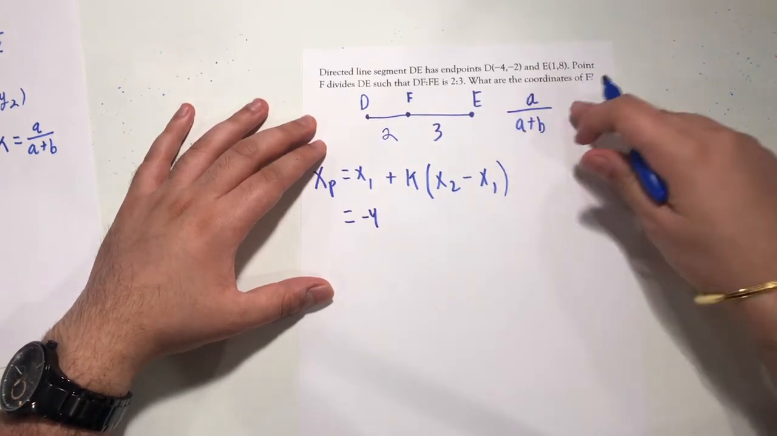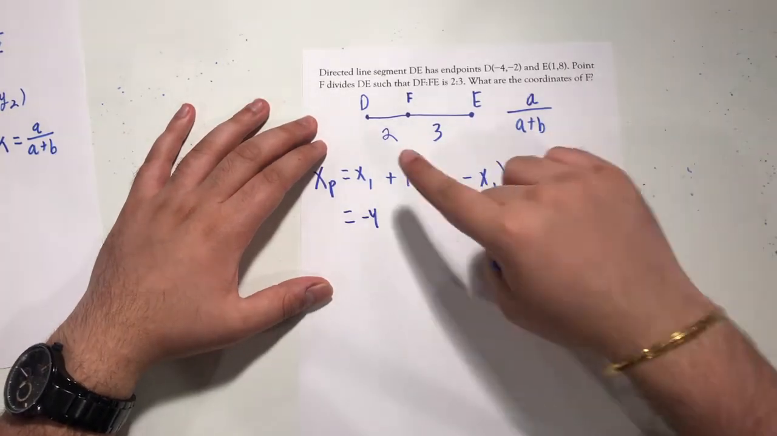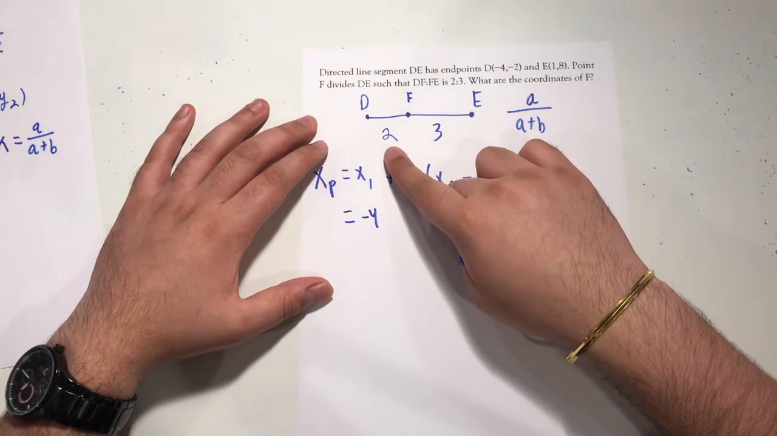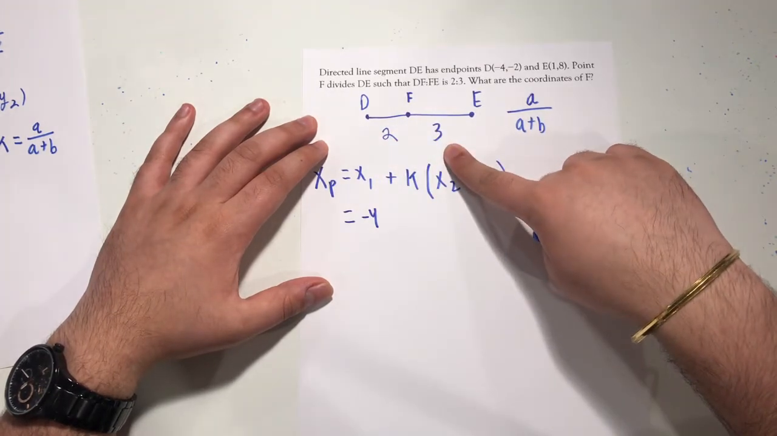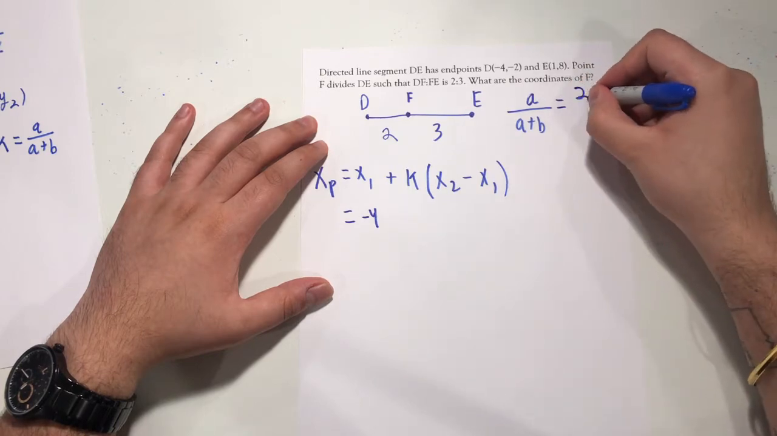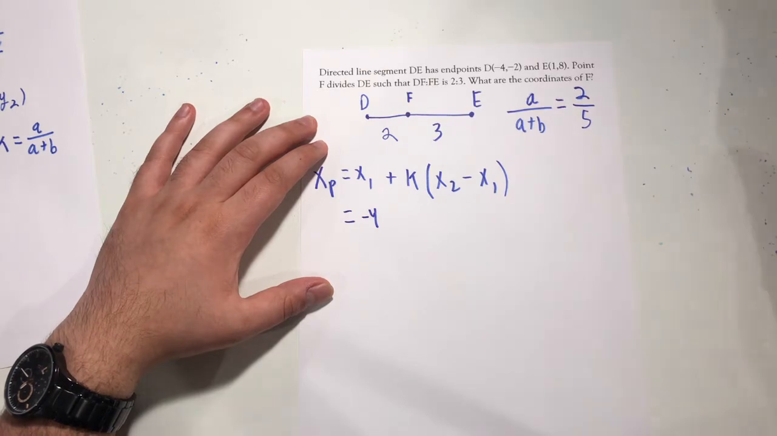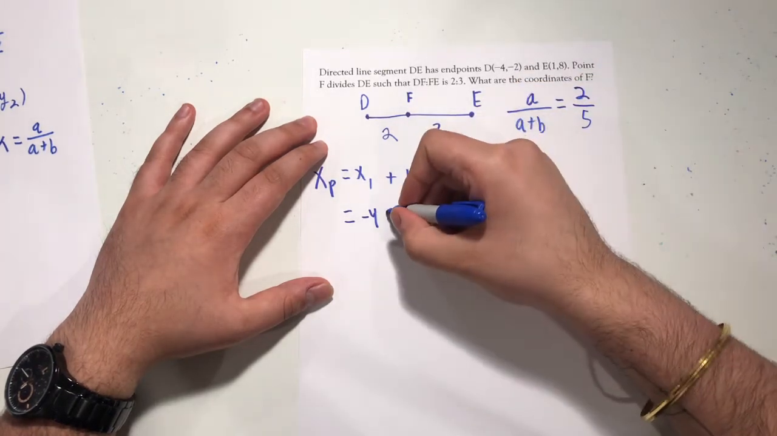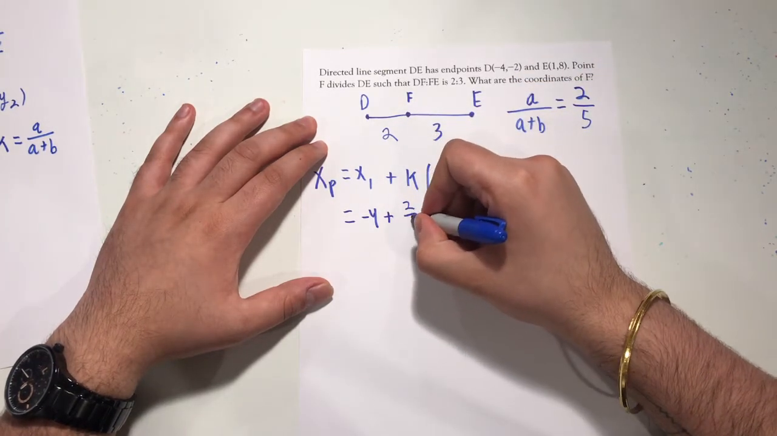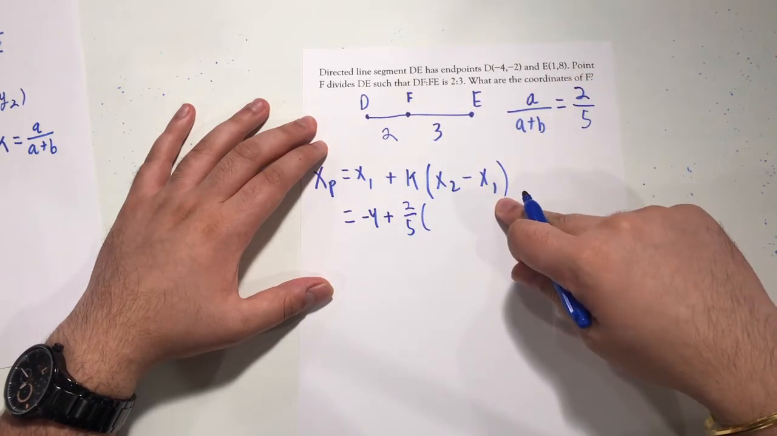Now eventually you won't even need to write this out to the side. It's something you'll just be able to quickly do in your head. But the thing on the left is always your a term. The thing on the right is always your b term. So our fraction is 2 over 2 plus 3, which is 5. Easy enough, right? So plus 2 over 5, and then x2 minus x1.